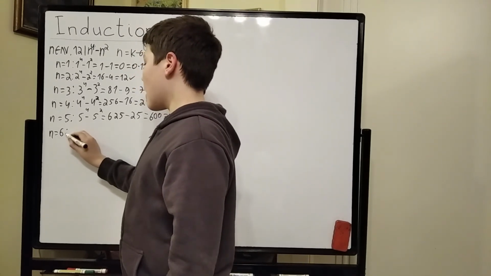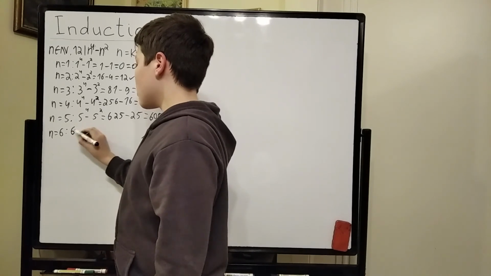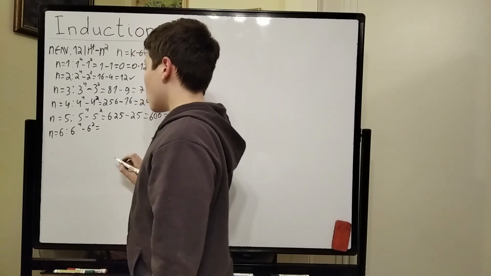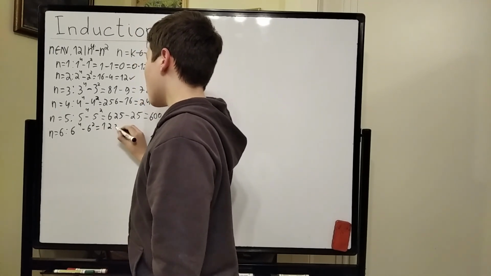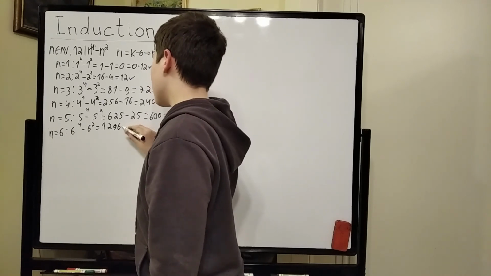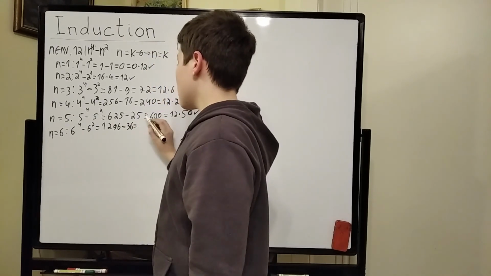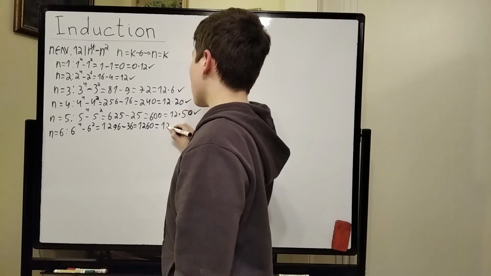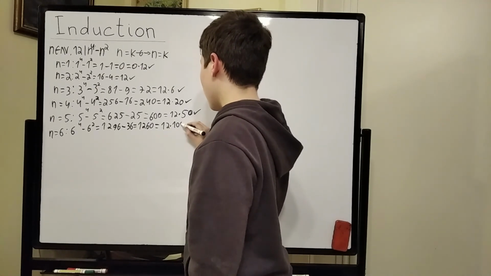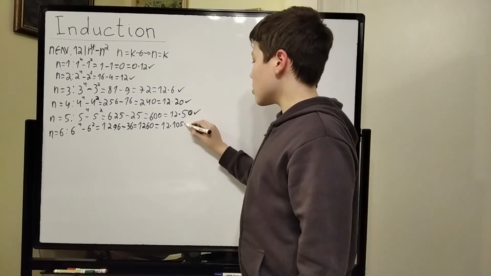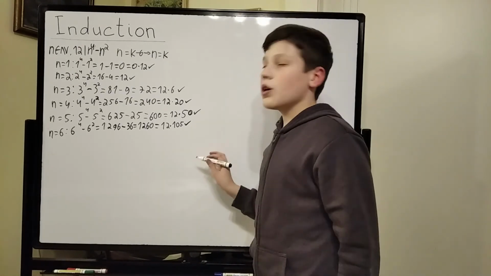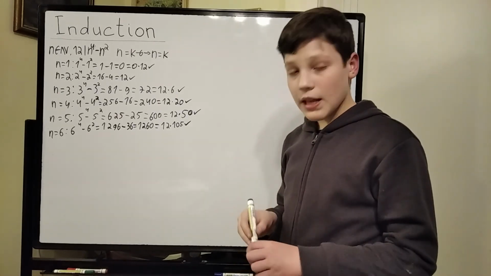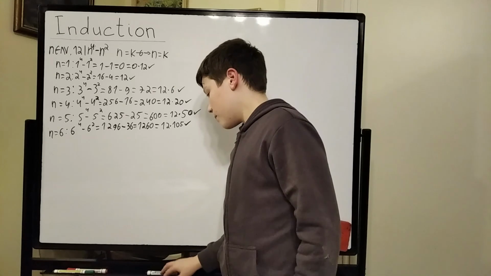And finally, we have n is equal to 6. So we have 6 to the 4th minus 6 squared, which is 1,296 minus 36, which is 1,260, which is 12 times 105, which also divides into 12. So now with all the base cases being true, that finishes off our proof.